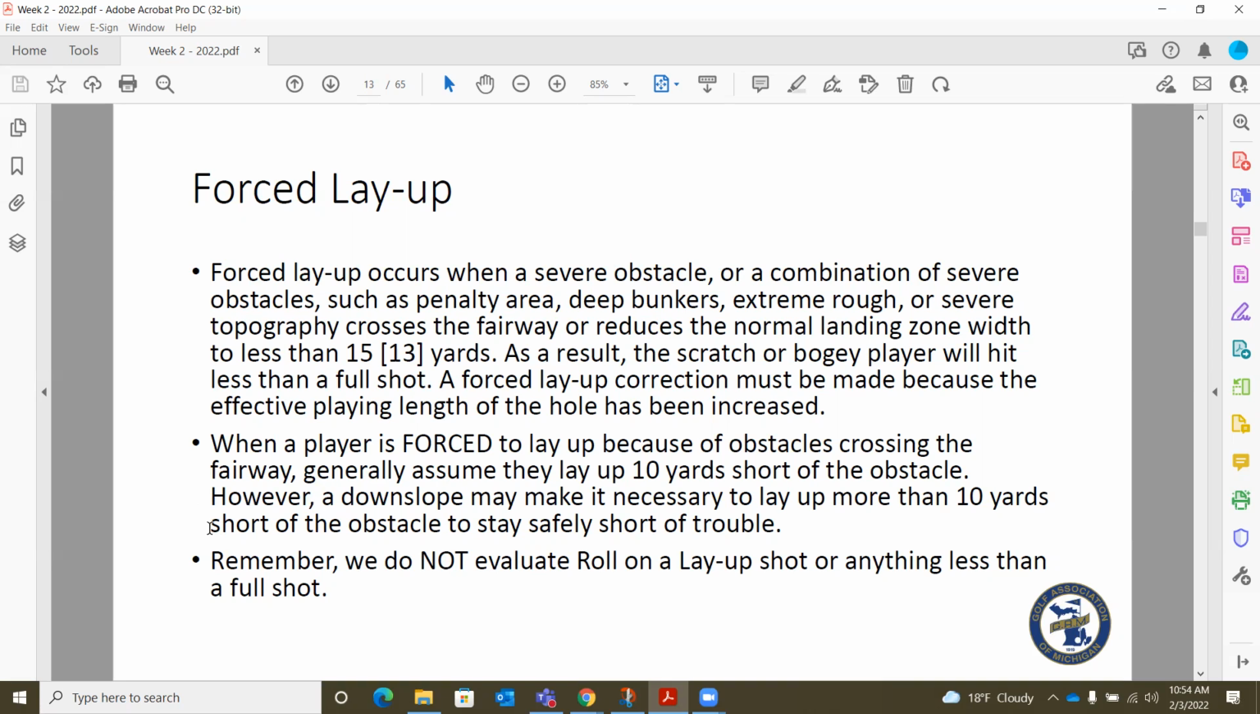in terms of forced layup, before we get onto an example, is that we do not evaluate roll on a layup shot or anything less than a full shot. So if I'm hitting to a downhill lie where my ball's gonna roll out 20 yards, but I'm still laying up, I'm not gonna have a roll adjustment in that case because I'm not hitting my full shot. The roll adjustment only applies to a full shot.